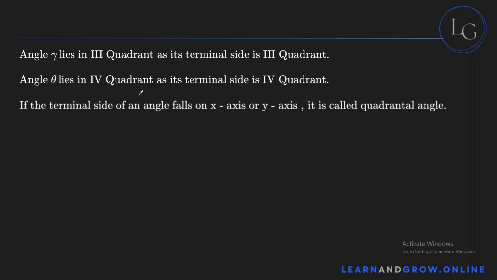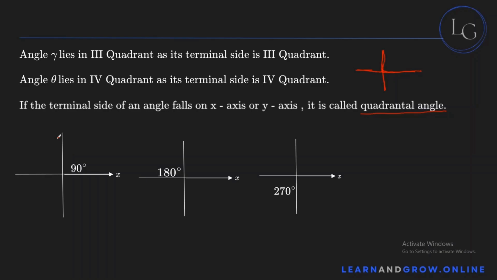If the terminal side of an angle falls on the x-axis or the y-axis, it is called a quadrantal angle. So if you have this rectangular coordinate system, and this axis itself is the terminal side, or if it is here, or here, or here as well, if it lies on each of these lines, it is called a quadrantal angle, and that's basically just 90 degrees, 180 degrees, 270, and 360.